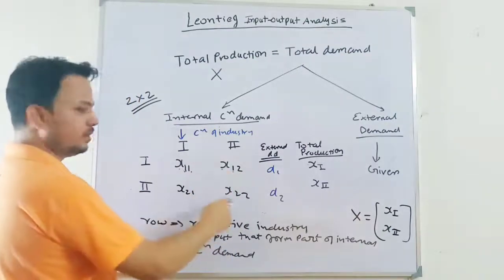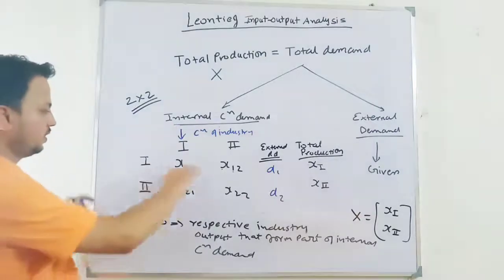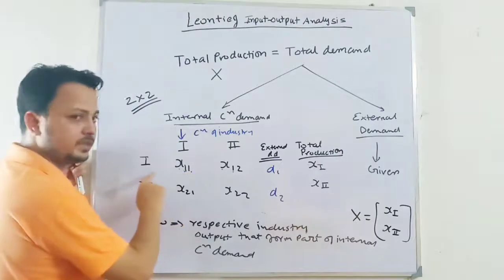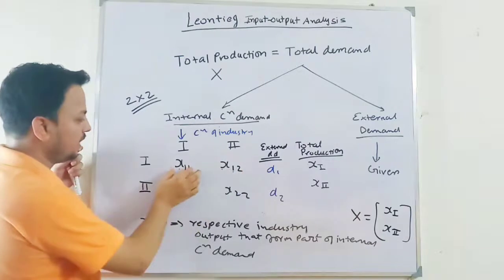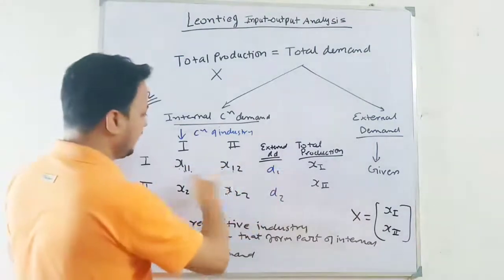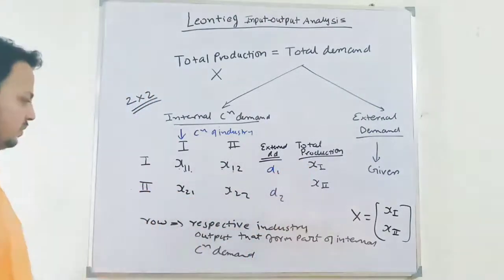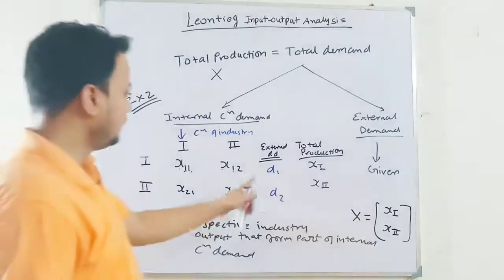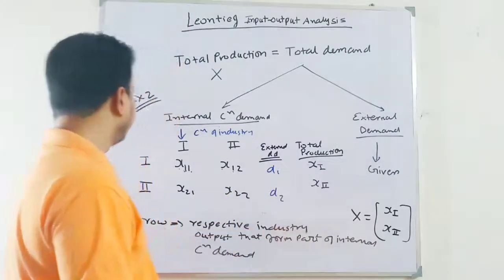So this represents consumption, and this represents demand or production. Output of first industry used by first industry: this is the output used as an intermediate input. This is the demand, and this is the external demand. We add up these three things to get total production. I hope things are clear. So when this is positive, this is the open model.